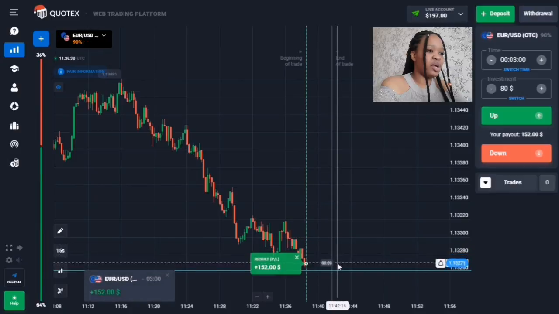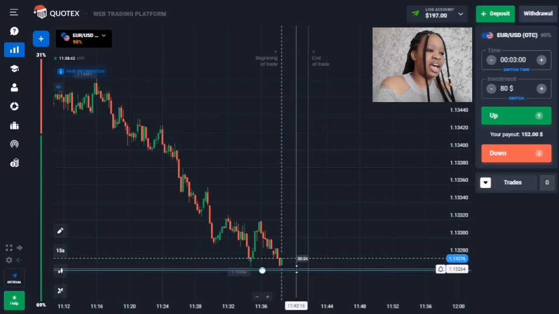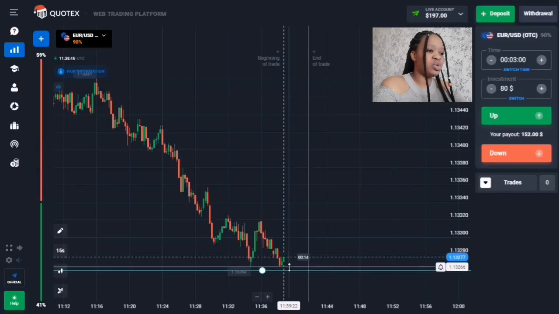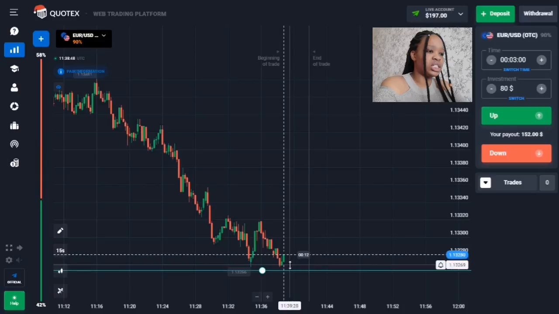Well guys, it's very good. The price continued this movement to the support level and we had time to close our trade profitably, and time was enough here, so let's continue and find something interesting.